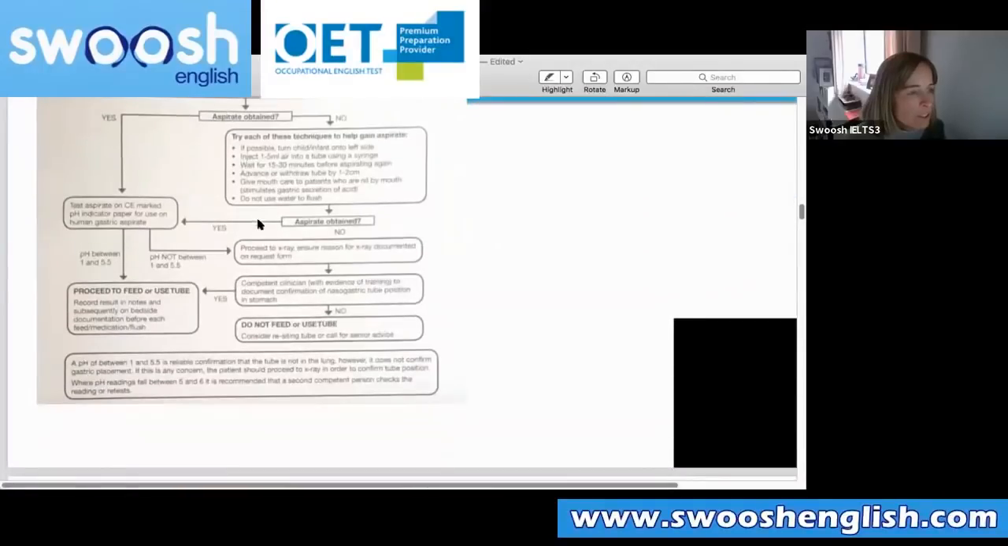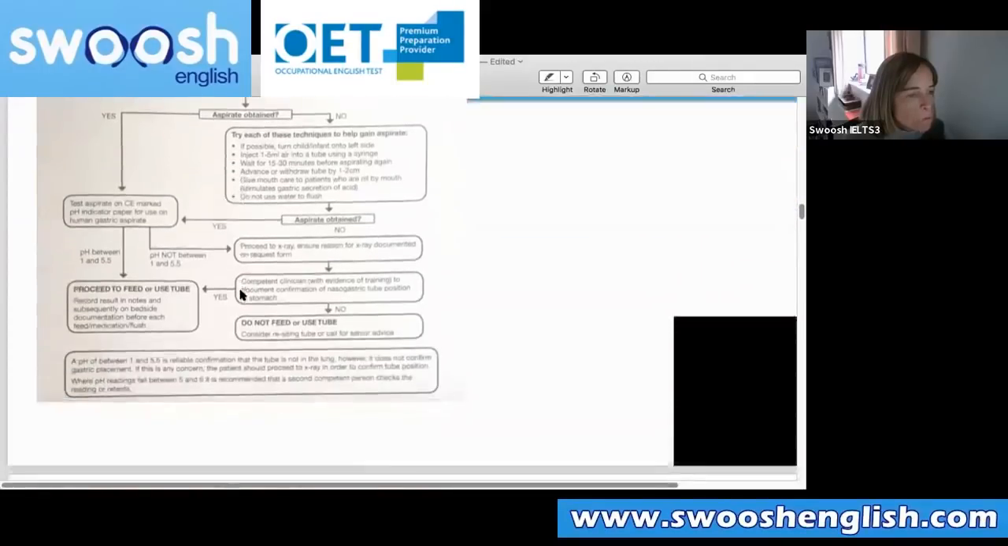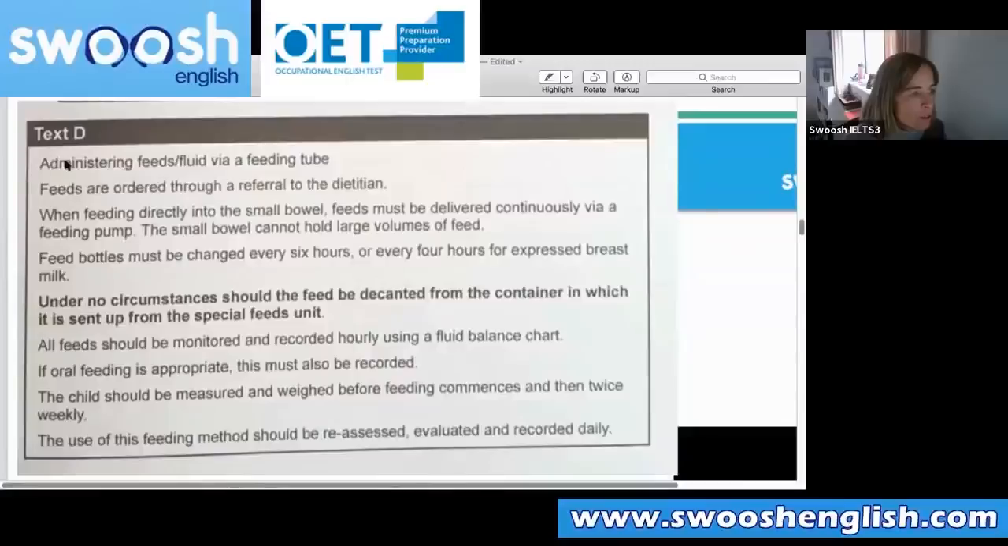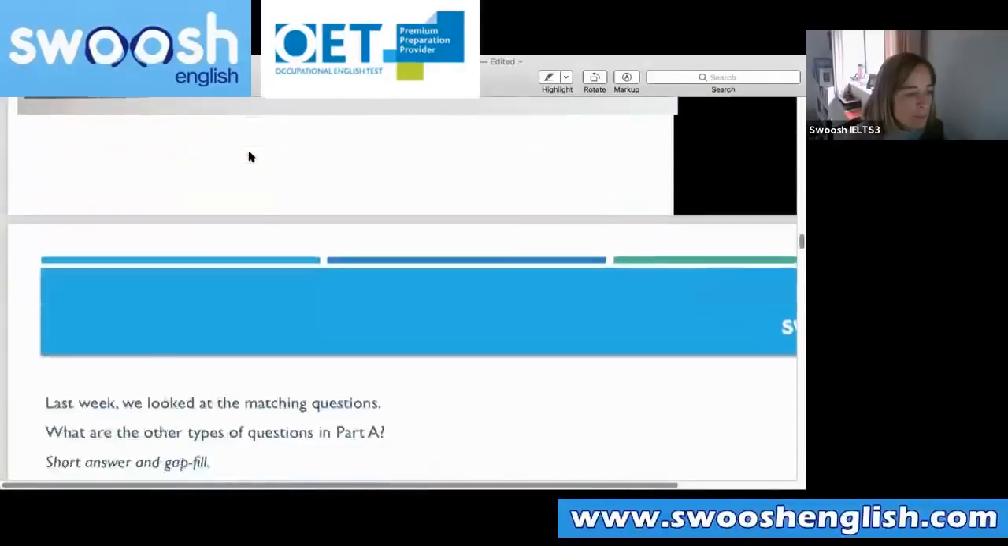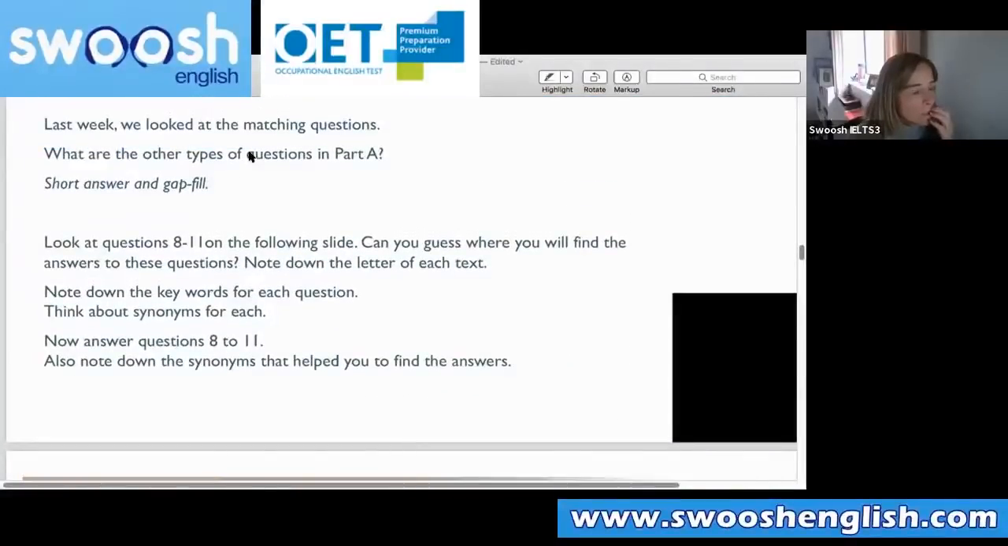Okay, so if you have this kind of text, you're going to have to read a little bit the bullet points and the words and phrases in bold, okay? And then in this text, for example, just look at the first sentence. It's not obviously a heading, but it's the first sentence, so I guess that makes it a heading, okay? All right, so. Right. So look at questions 8 to 11 on the following slide. Can you guess where you will find the answers to these questions?